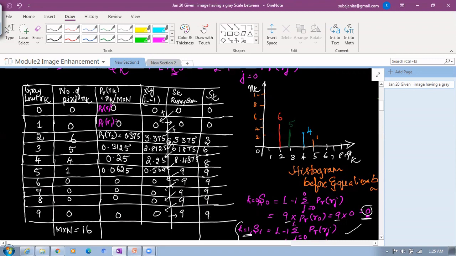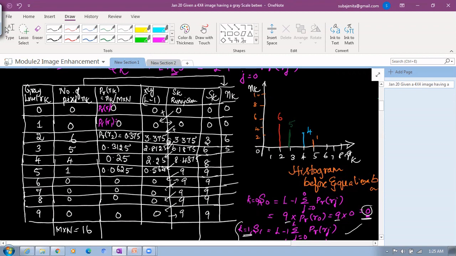Now we have to plot the obtained grayscale, that is SK, against its frequency of occurrence MK. So to make the procedure very simple, I just copy the second column and paste it here. 0, 0, 6, 5, 4, 1, 0, 0, 0, 0. Now we are done with this table.